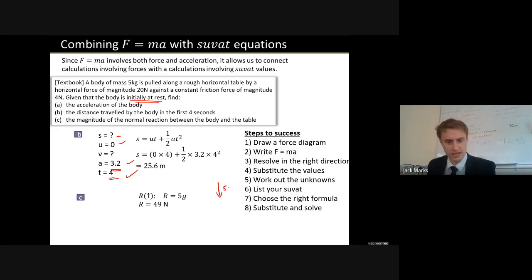It was 5g down. The only other force, 5g and R, these were the only vertical forces. So if it's in equilibrium, which is what you assumed, and that's a fair assumption, they need to be equal to each other. And 5g is also the same as 49 newtons. That would be maybe 1 mark or something like that.